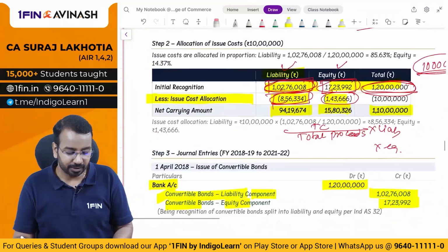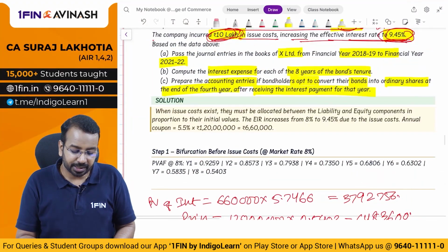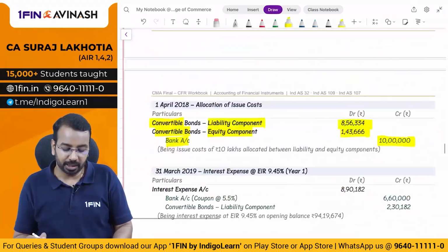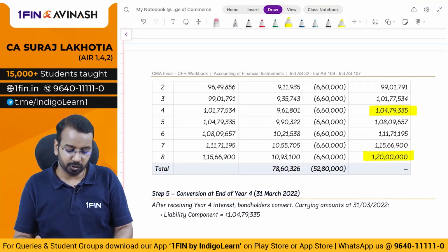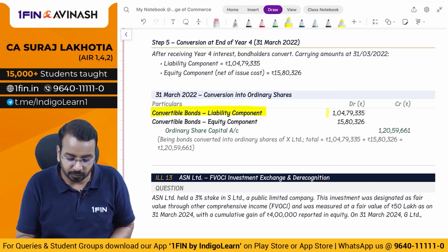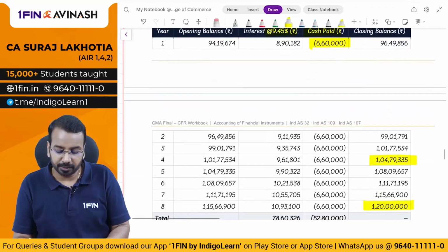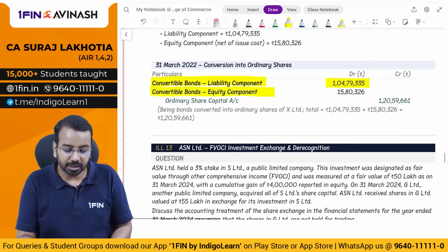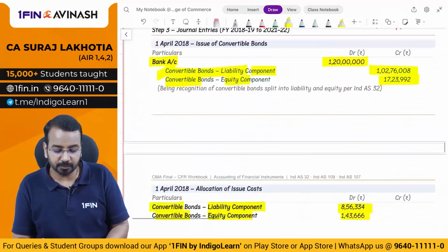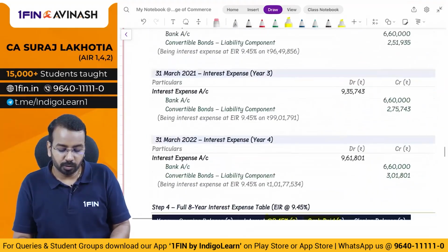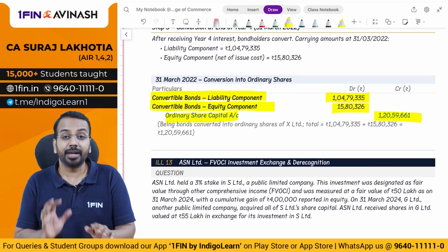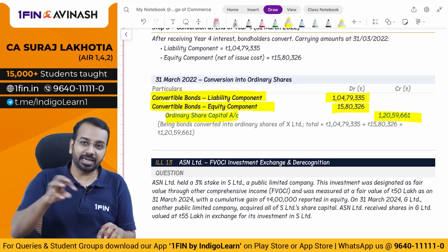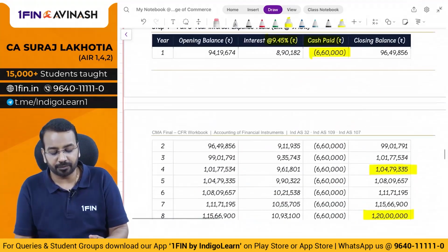Okay. Now, what they have said, prepare the entries if they convert the bonds into ordinary shares at the end of 4th year. So, at the end of 4th year after receiving interest, the liability is 104,79,335. So, what we will do? We will debit the liability by 104,79,335. We will debit the equity that we had initially recognized, 15,80,326, right, to share capital and securities premium 120,59,661. So, a very good comprehensive question having transaction cost and conversion option, which you should definitely practice.